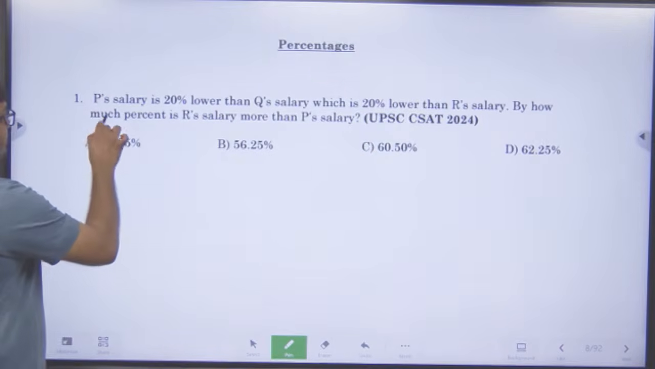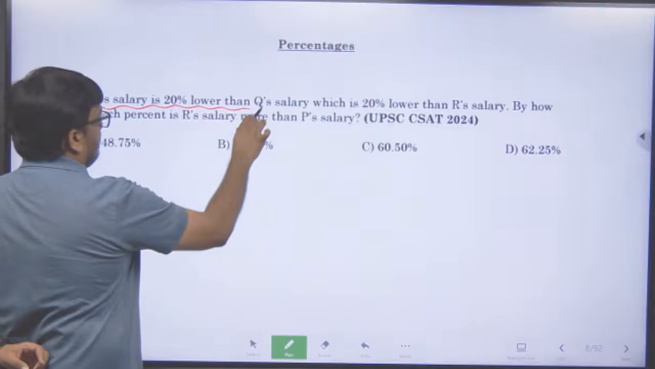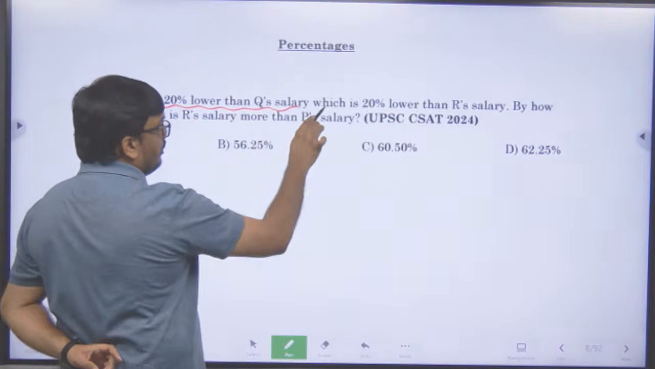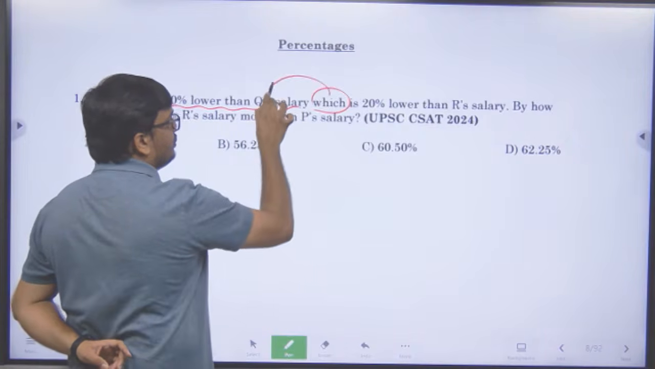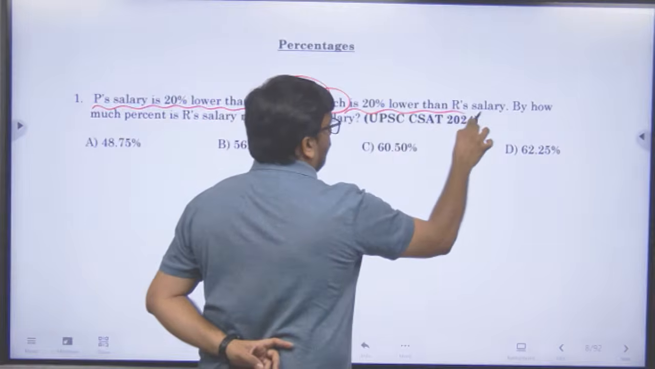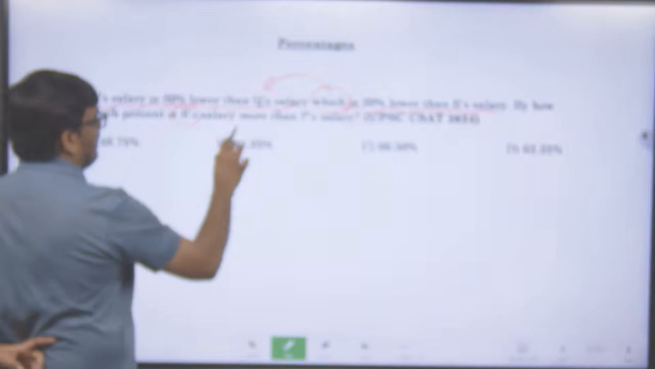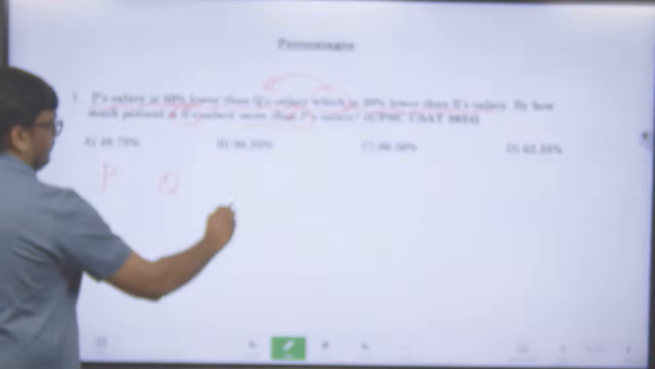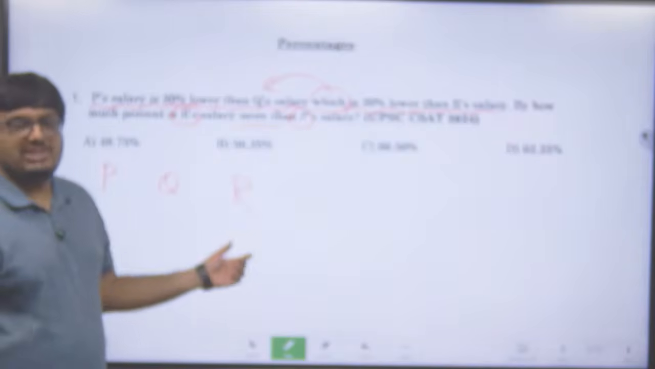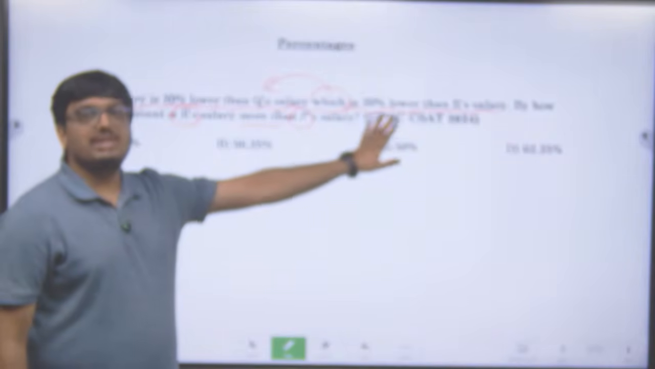P's salary is 20% lower than Q's salary. Q's salary, which means what? That is, Q is 20% lower than R's salary. By how much percentage is R's salary more than P's salary? Listen here. We are comparing P with Q, Q with R. In percentages, which is the base, which is the reference, you should take it as 100. Since it is a percentage, take 100. R is the base, I will take 100.